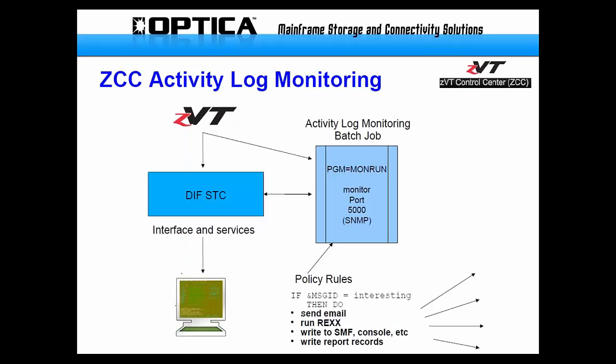Finally, we can do some activity log monitoring. Again, we have a batch job that runs a set of policy rules, looks at what's happening in the ZVT activity log, and we can run a set of policy rules against it to say, well, if an interesting message has appeared in the ZVT activity log, then I can go and send an email to users with the contents of it, perhaps run some REXX execs, write report records. We can monitor at any time what's going on at the back end.